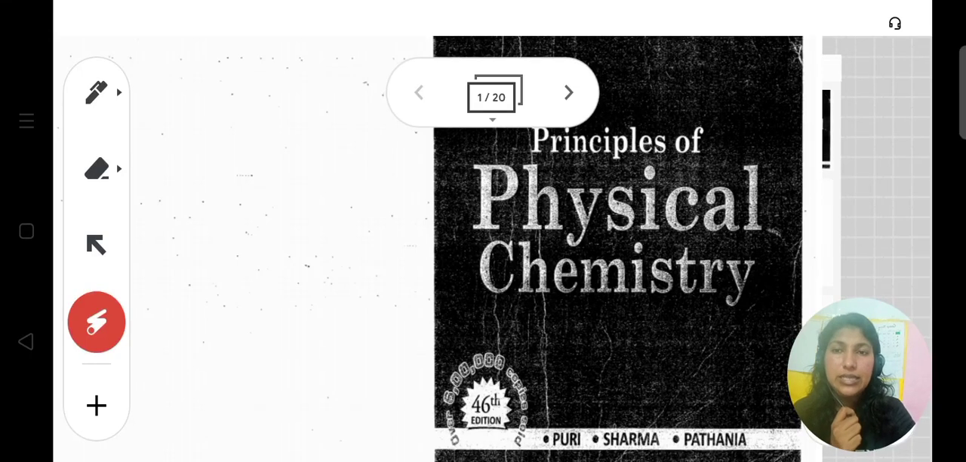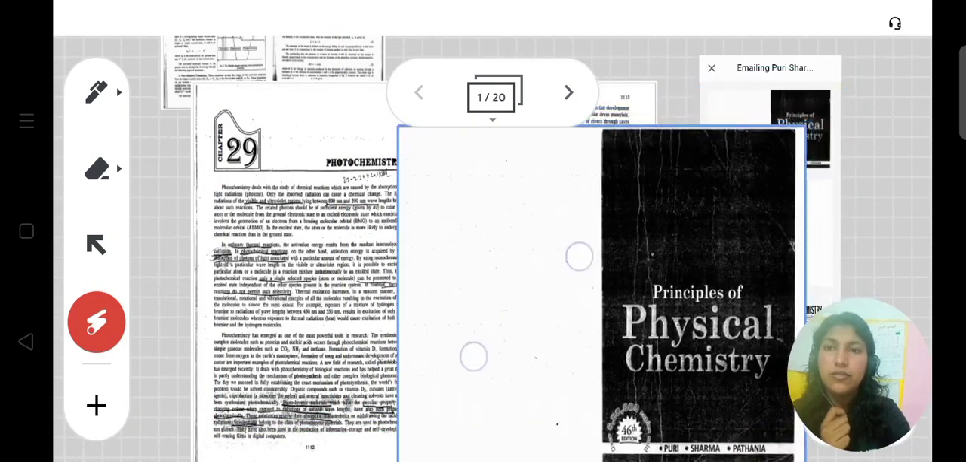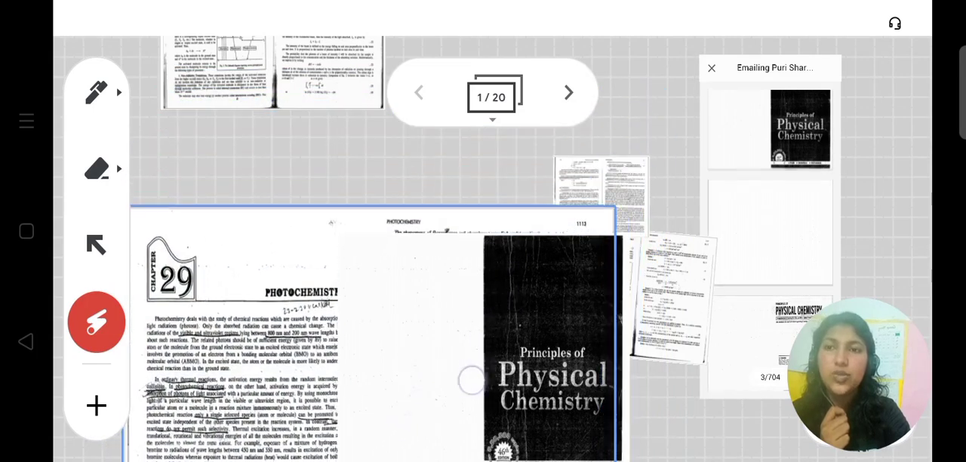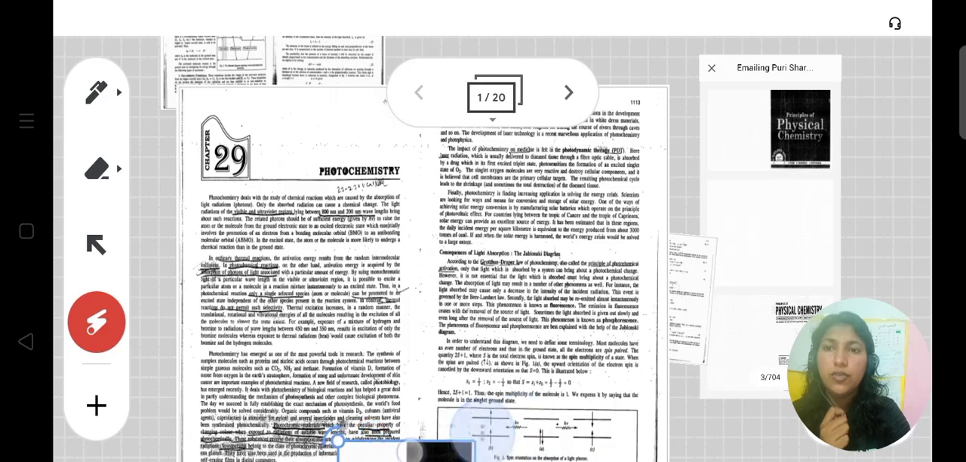Now I am discussing a physical chemistry unit, photochemistry. Here, the textbook is Principles of Physical Chemistry, that is the Puri Sharma Patania textbook, and the chapter is photochemistry. That is the 29th chapter. Okay, 29th chapter, that is photochemistry.